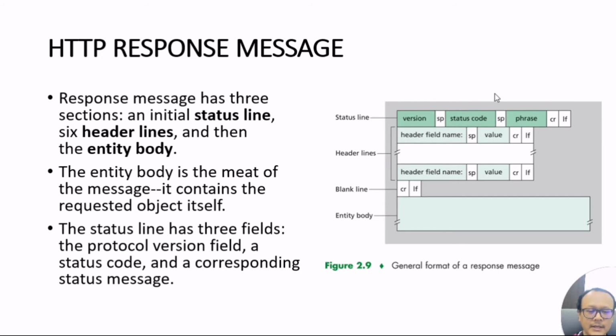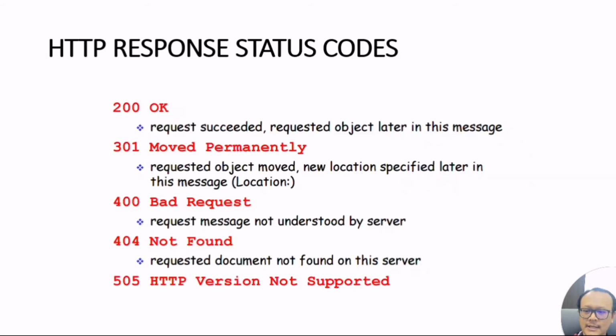Usually the important part is the status code. The status code shows the status of the response message. If it's okay, the status code should be 200. If it's a bad request, the status will show 400. So it shows different status values, depending on the request and response message.